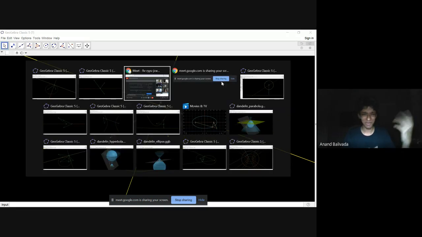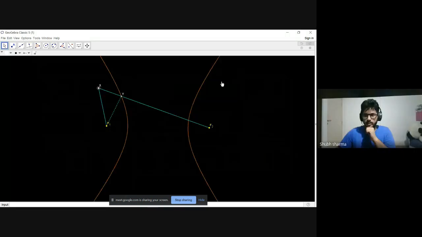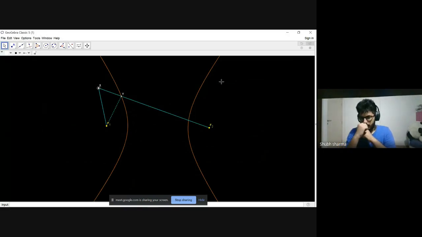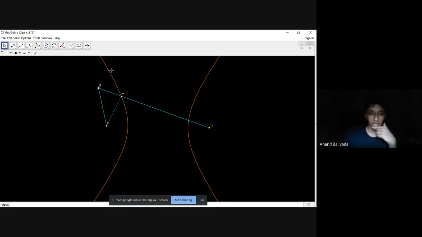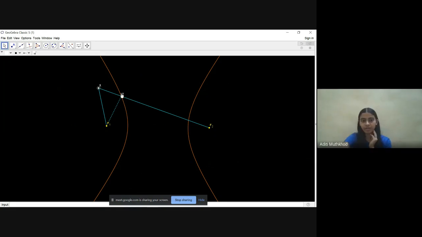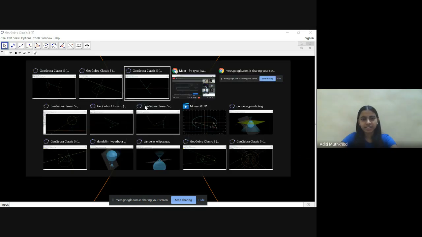You can just say that the tangent internally bisects PF1 and PF2. Yes. So the tangent internally bisects PF1 and PF2. In the ellipse case, it was an external bisector, and here it's the internal bisector, which I find very nice.